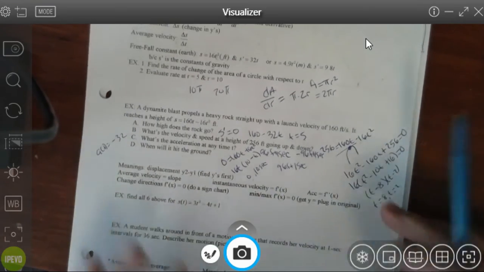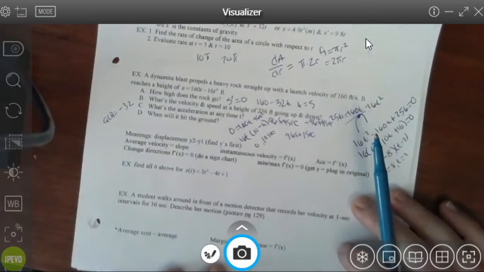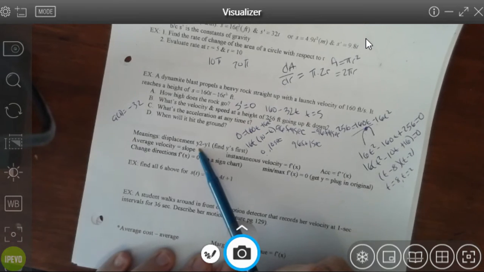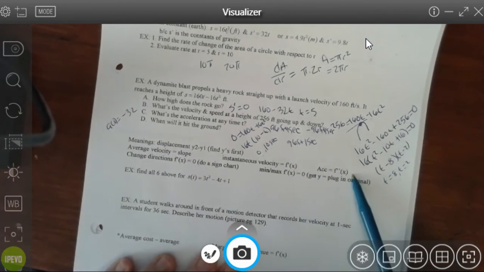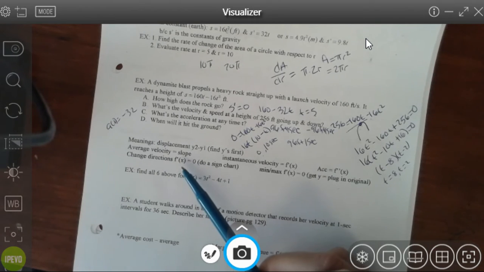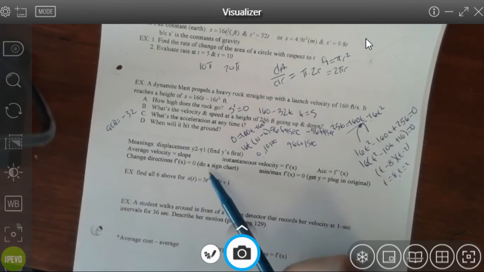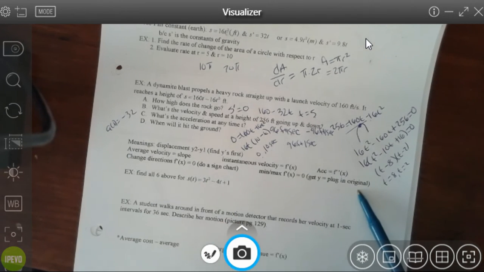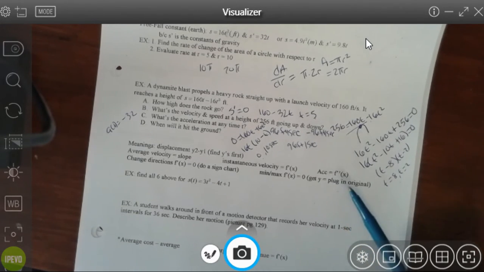So down here is just a bunch of vocab again that we talked about at the top, and I'm just going to give you a problem to try. So remember, displacement is the difference of your y's, average velocity is just the slope, instantaneous velocity is the derivative, and acceleration is your second derivative. If I ask you when the ball changes directions, what you're going to do is take the derivative equal to 0, and then figure out what the movement is on that. And max and mins we just talked about is the derivative equal to 0. If they want the actual height, you'd plug that back into the original to get the height.